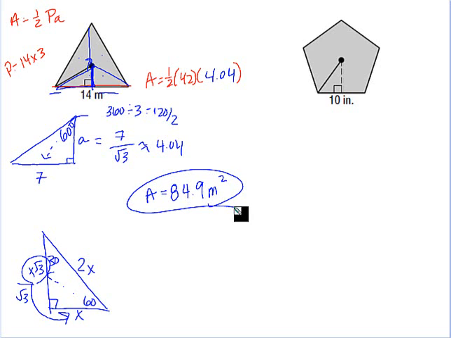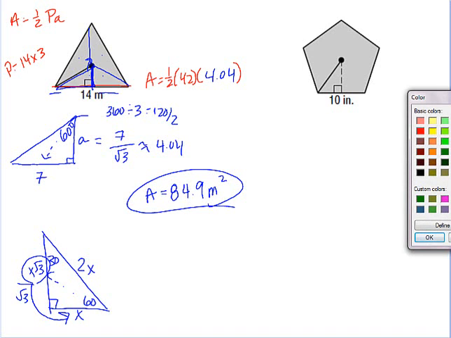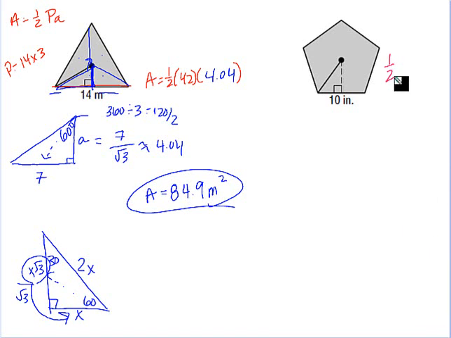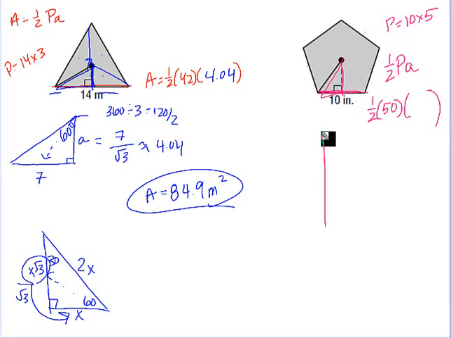Okay, we're going to do another example. Same idea every time though, 1/2 perimeter times apothem. This is a length of 10, so the perimeter here would be 10 times 5, because there are 1, 2, 3, 4, 5 sides. So 1/2 times 50, now we just need to find the apothem. So we're going to set up that triangle. If this is 10, half of that is 5.